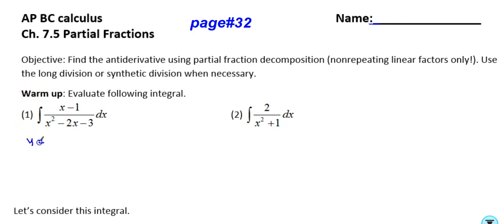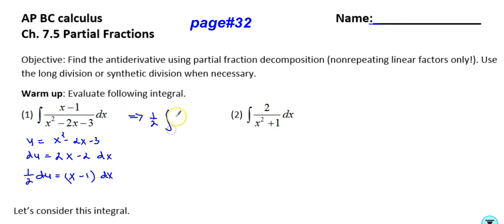The choice of u is x squared minus 2x minus 3, and if I take a derivative, this will be 2x minus 2 dx, and yes, you can easily see that u-substitution fits very well here. So that means you can clearly see u prime over u, and if I rewrite it, this will be 1/2 of 1/u du, and the answer will be 1/2 ln of x squared minus 2x minus 3, and don't forget C. So this is a quick review of u-sub.